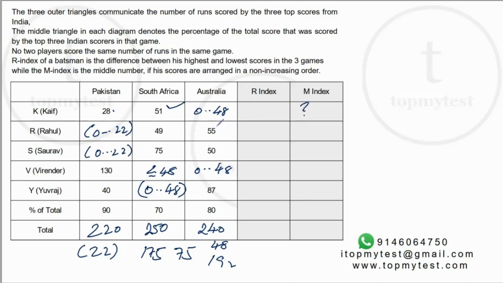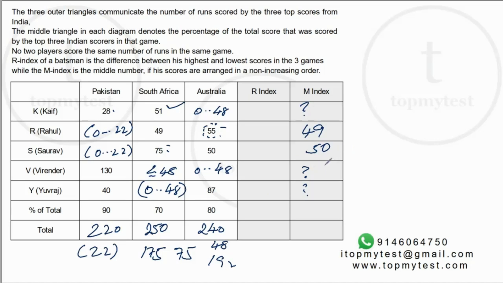For Rahul, highest is 55, lowest is against Pakistan, so M index will be 49. Saurav, highest is 75, lowest is again 0 to 22, and middle index will be 50. Okay, Virendra, any of these two can be the middle number. Yuvraj also, any of these two can be the middle number depending on the actual score. We don't know the M index directly. So R index we'll have to calculate on a case by case basis. M index we have calculated for two particular people, Rahul and Saurav. Others we'll have to look at based on the actual scores.